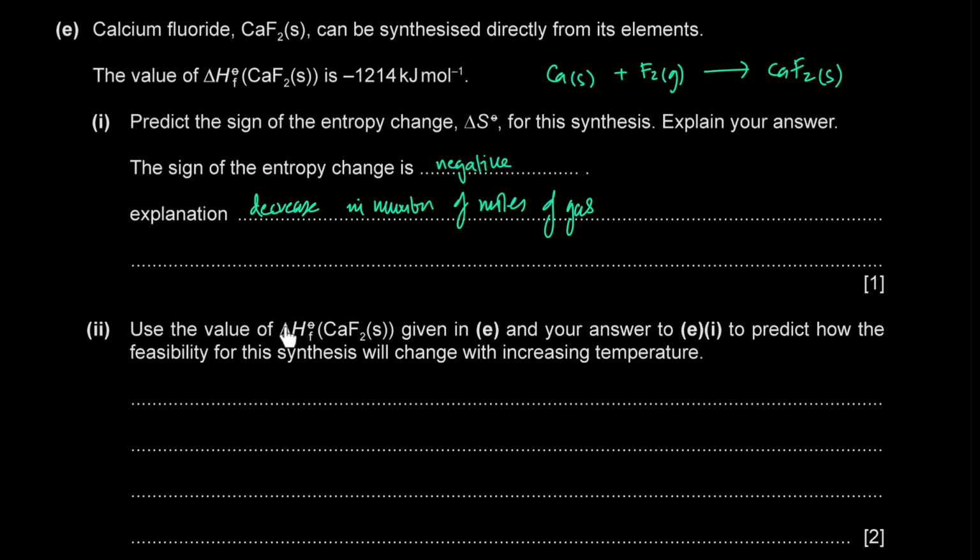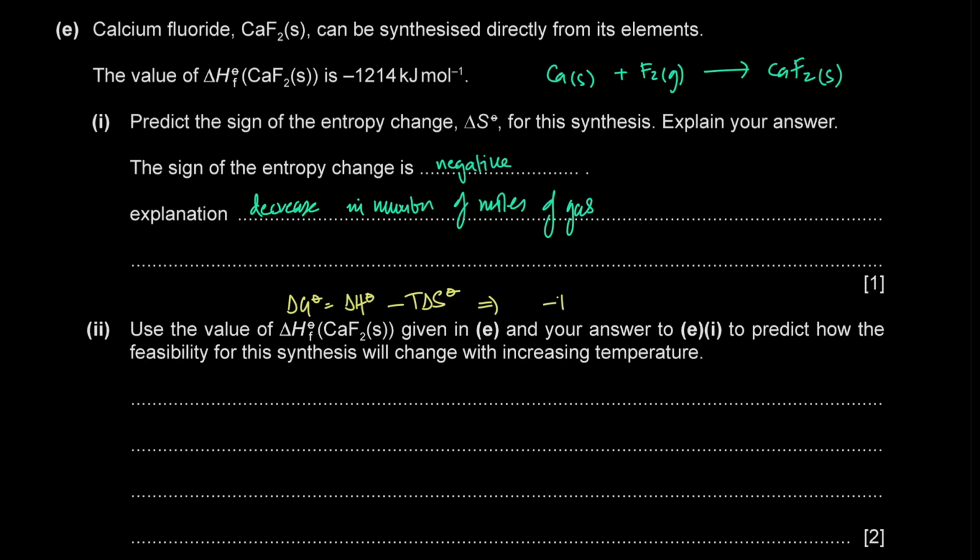Use this value of enthalpy change of formation of calcium fluoride given in part E and your answer to E part 1 to predict how the feasibility for the synthesis will change with increasing temperature. So when we talk about feasibility, we're talking about the Gibbs free energy change. So let's first write down the expression. We know that delta G is equal to delta H minus T delta S. And we know that the enthalpy change of formation here is negative. And we know that this minus T delta S term will be the term that's affected by a change in temperature.